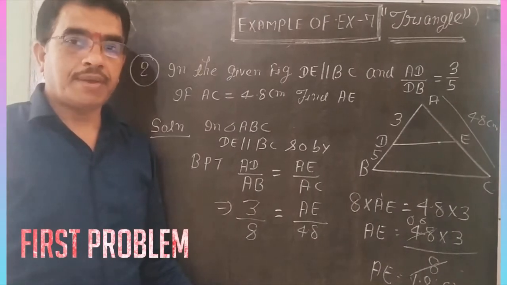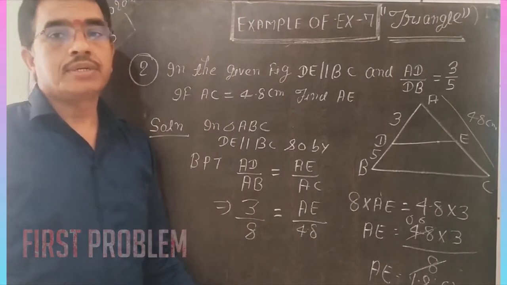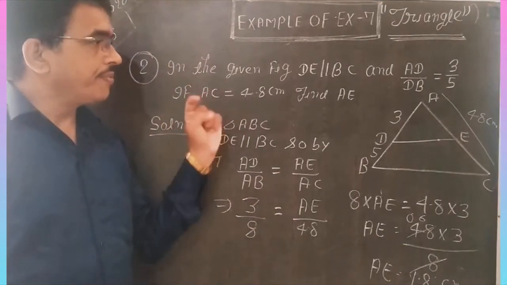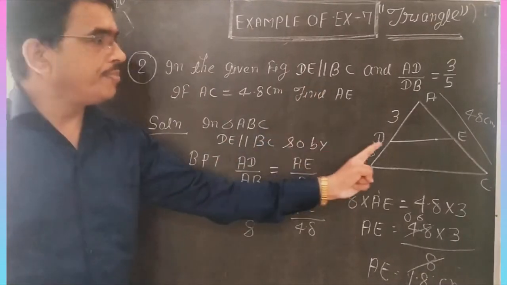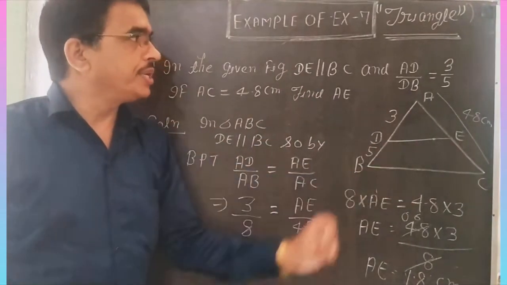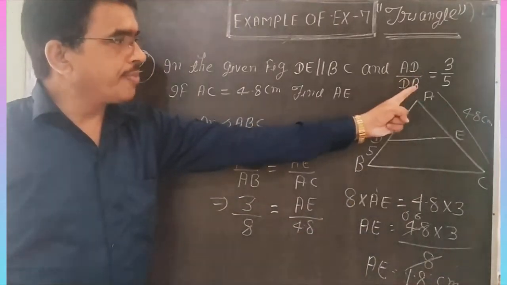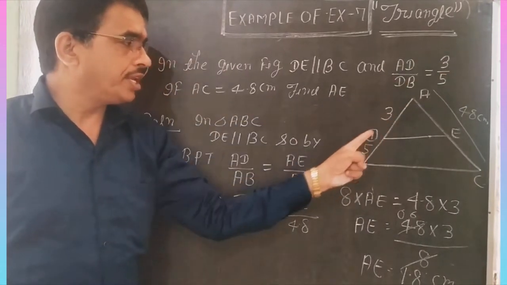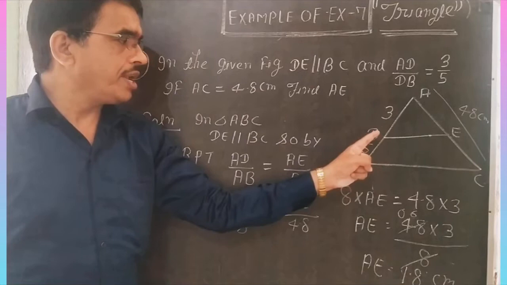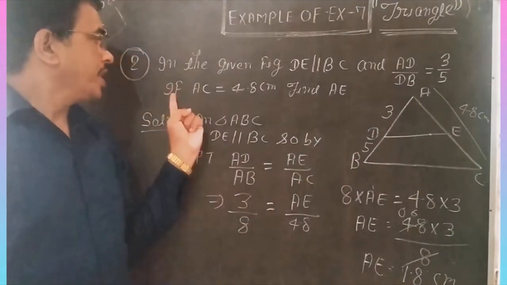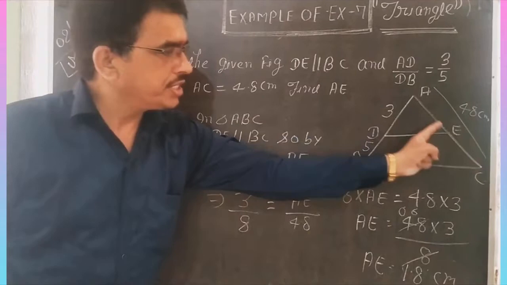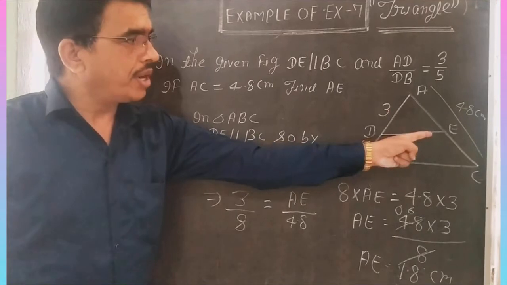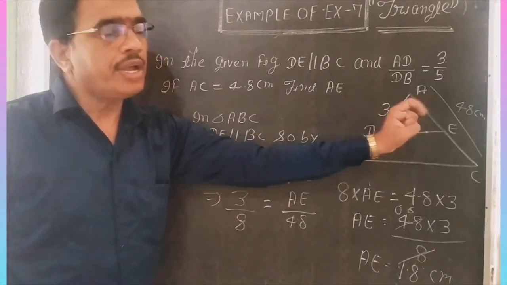Examples of exercise 7 of the triangle chapter by Thales theorem. It is example 2. In the given figure, DE is parallel to BC, and AD by DB is equal to 3 by 5, that means AD ratio 3 and BD ratio 5. If AC is equal to 4.8 cm, then find AE. What is the length of AE?